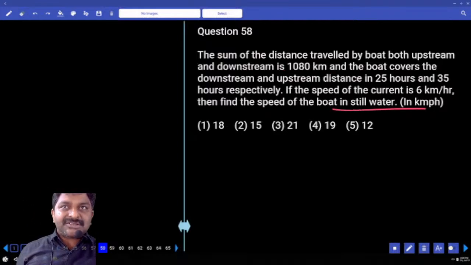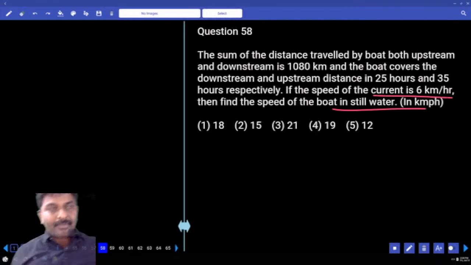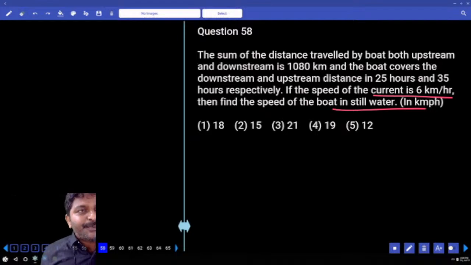Speed of the boat in still water. Let it be m. What is the stream speed? Now can you tell me the downstream speed? M plus 6. Upstream speed? Downstream speed is m plus 6. How much time is spent in downstream?